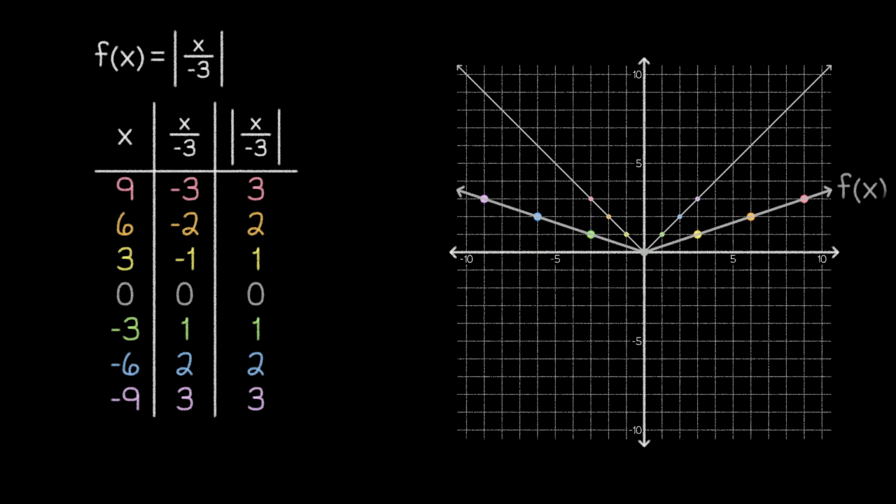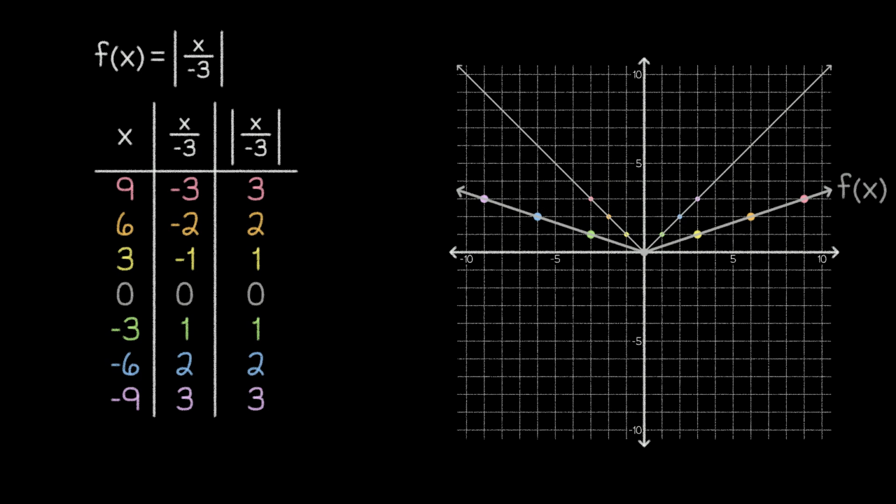Now that the graph is done, we can see that the parent function was stretched horizontally, which makes sense based on what we've learned about dilations. We can also see that the graph was reflected horizontally, which makes sense considering we were dividing by a negative number.